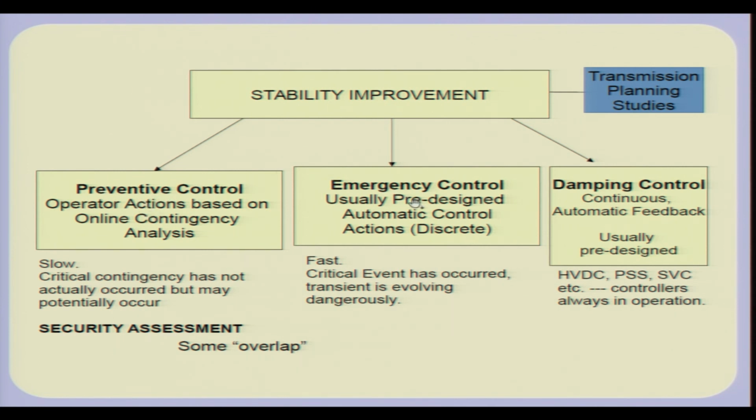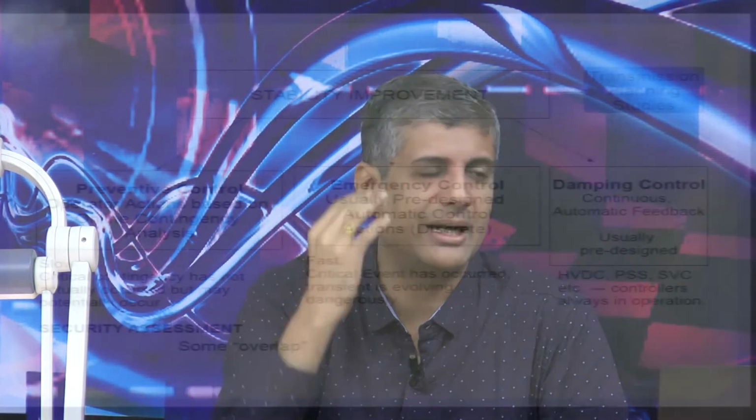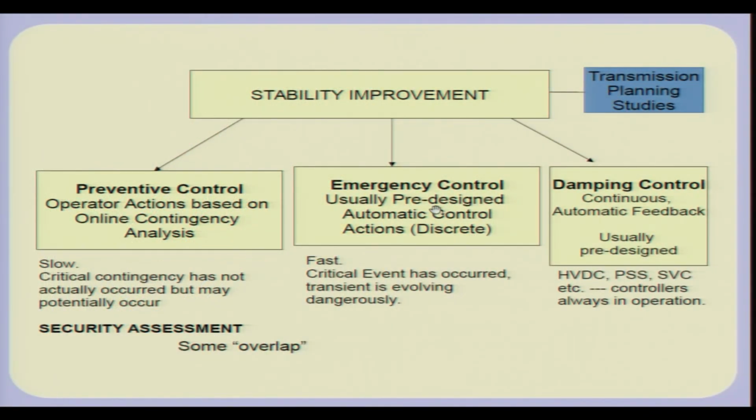You could also have pre-decided or pre-designed automatic high impact discrete control actions, like large load trips or large generation trips, or you can have large changes in HVDC power flow. These may be pre-decided kind of control schemes, which are called emergency control schemes. These are fast acting and are in fact designed to act when the critical event has already occurred and transient is evolving very dangerously. So, these are called emergency control actions.